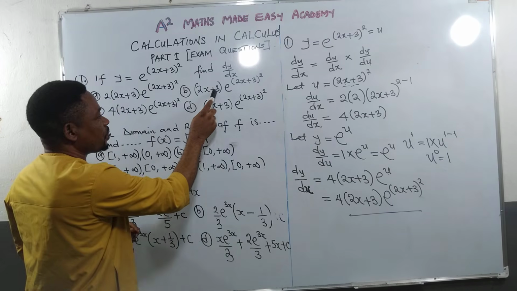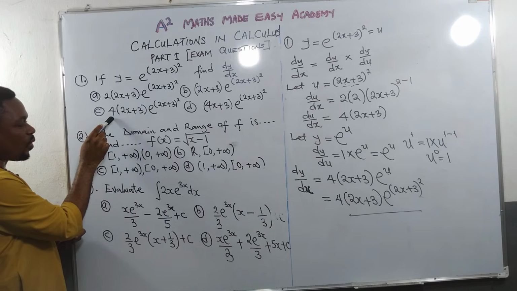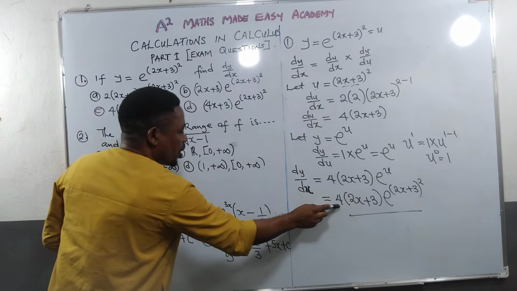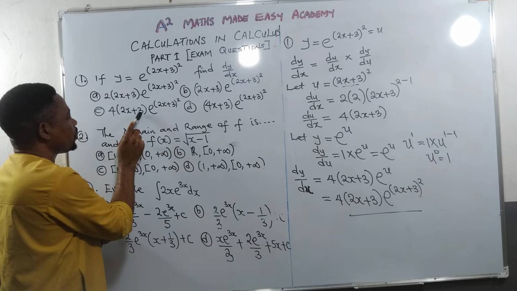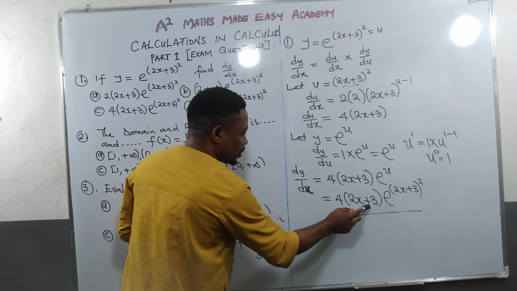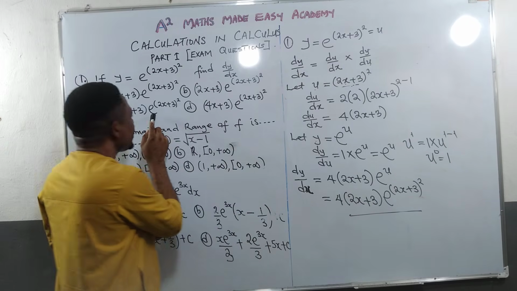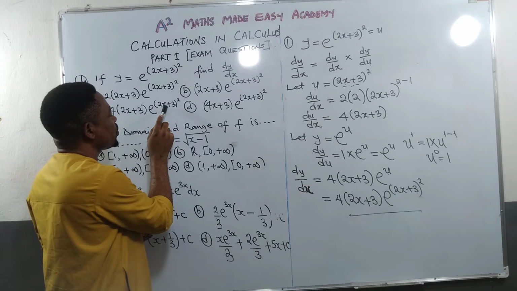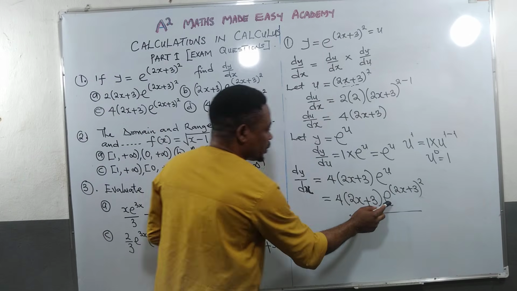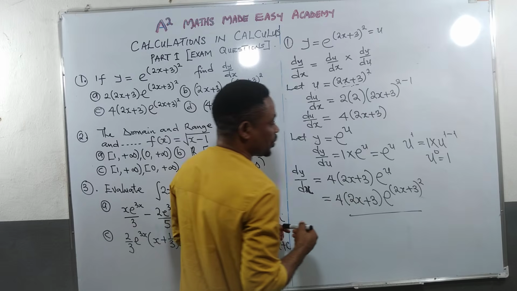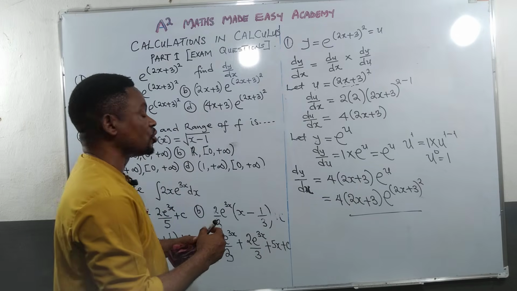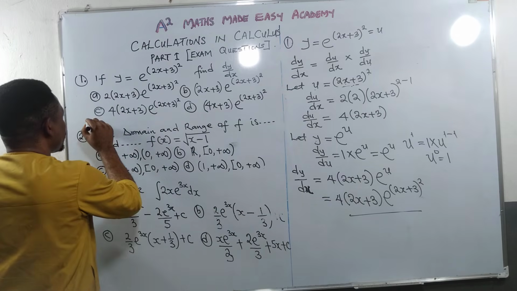Option B says 2x plus, no. Option C says 4. What is here? 4. Then what is here? 2x plus 3 in brackets. What is here? Exponential of what? 2x plus 3 all squared. So the correct answer in the option is option what?